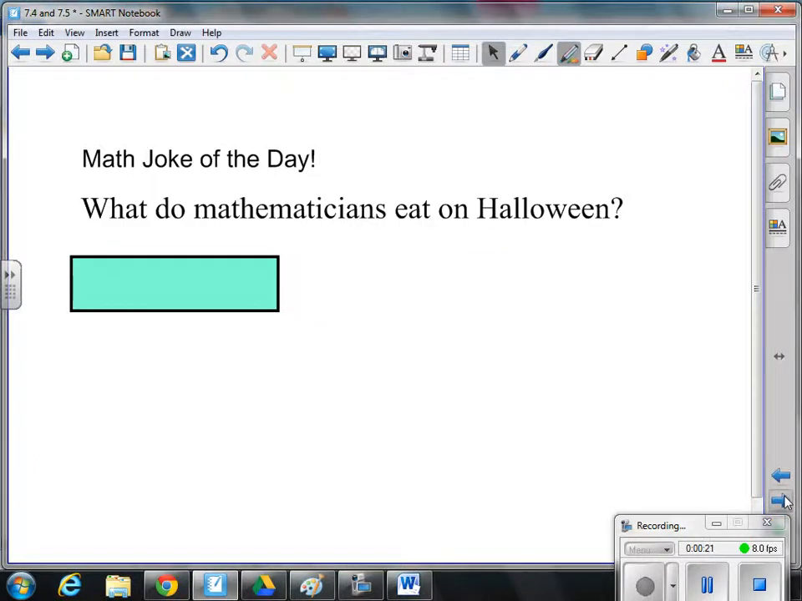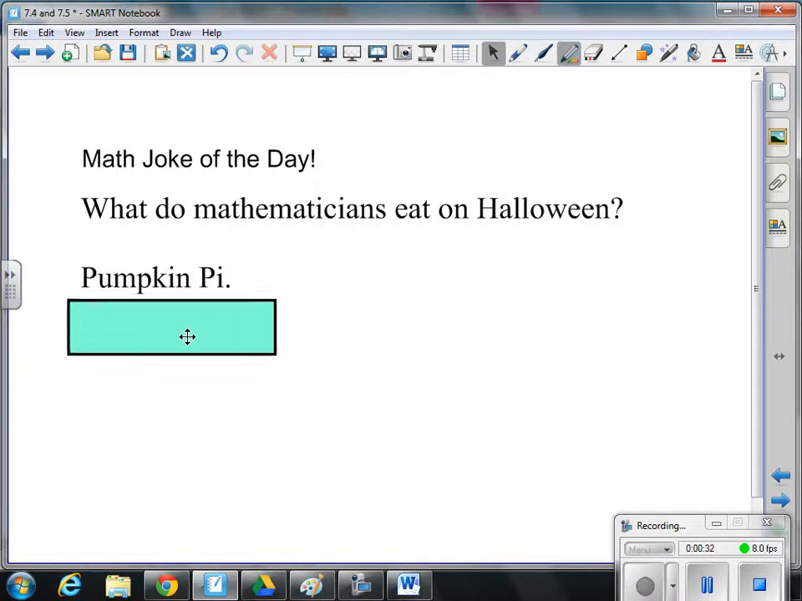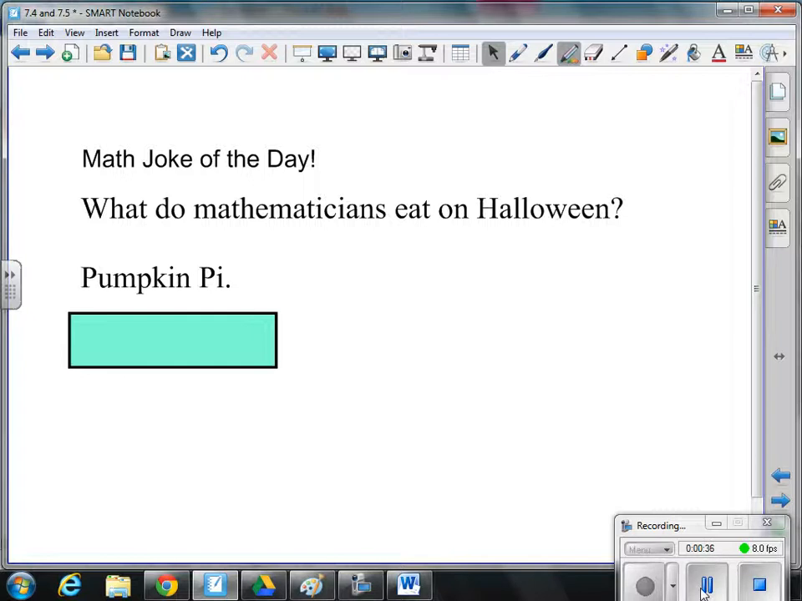We're going to start with our math joke of the day. What do mathematicians eat on Halloween? Any guesses? Anyone? Come on, give it a try. The solution is pumpkin pie. Ha ha ha ha.